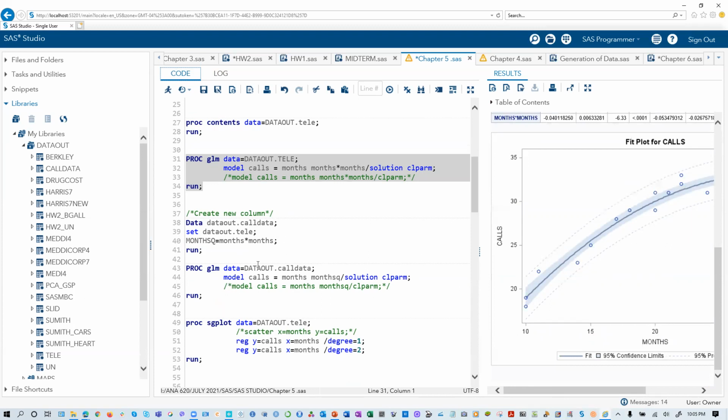On the other hand, if you want to do this in a different way, I did it a different way. I got the data out, call data out dot call data. I'm going to create a new column for that data. For the data, set up the data out, go to the tele data, and say the call data, and month square. I'm going to call the new one months times months square, and add that over here, month and month square. So I'm going to run the whole thing.